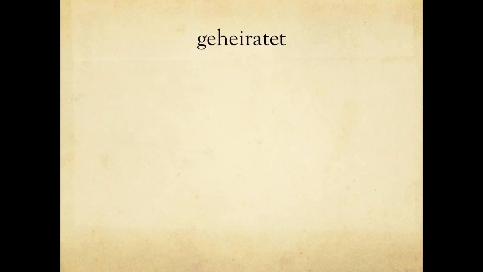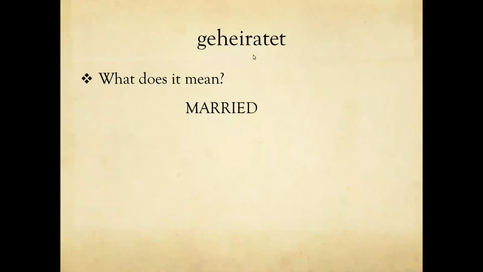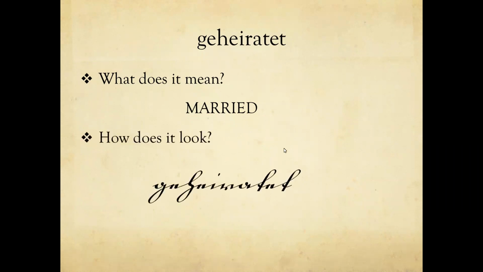The groom and the bride. Now, geheiratet, what do a bride and groom do in a church? They get married. So the word geheiratet means to get married. There's another word, verheiratet, with a V-E-R before the heiratet part. That word means to be married. So you might see that word as an adjective describing someone's status. But this word, geheiratet, means to get married, the action of getting married. And that word looks like this in the Old German script.